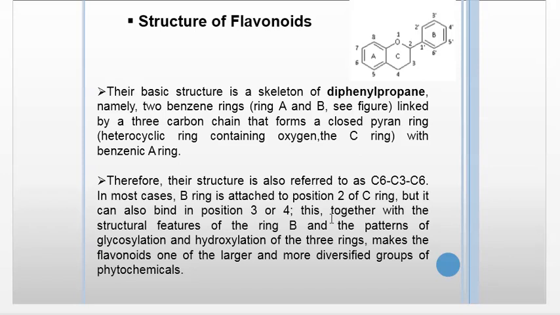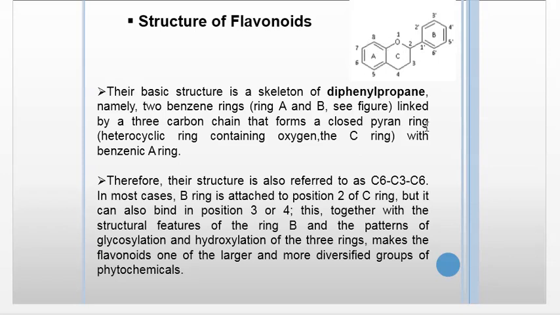Structure of flavonoids. Their basic structure is a skeleton of diphenylpropane, namely two benzene rings, ring A and ring B, linked by a three-carbon chain that forms a closed pyran ring. The pyran ring is a heterocyclic ring containing an oxygen atom. The C ring is fused with the benzenoid A ring.